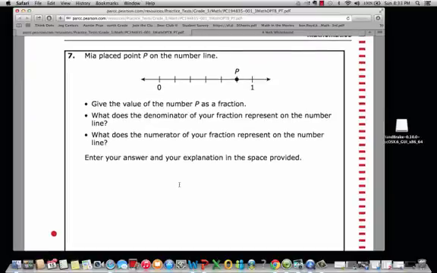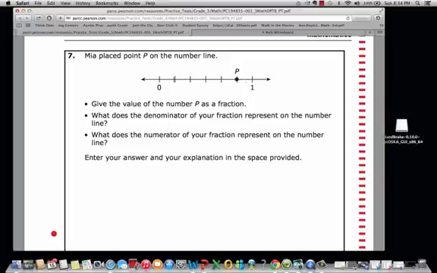Mia placed the point P on the number line. You had to figure out what P was as a fraction, what the denominator represented on the number line, and what the numerator represented on the number line. To figure this out, you needed to see how many chunks the space from 0 to 1 was split into. This is not the same as counting the lines. If you count the lines, you'll count the line for 0 and count the line for 1, and you'll get a different answer than if you just counted the spaces. So 1 space, 2, 3, 4, 5, 6. The line was split into 6.